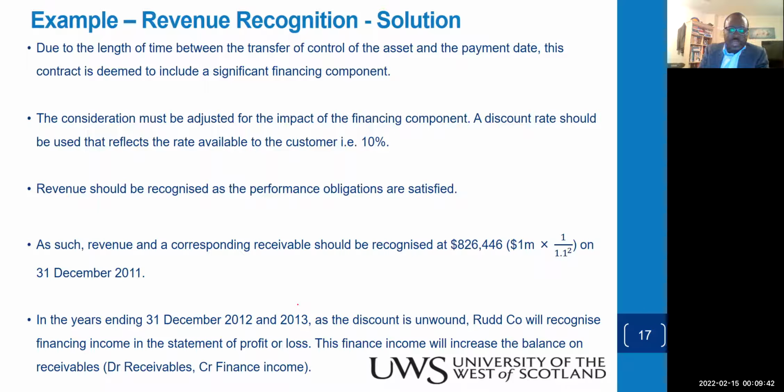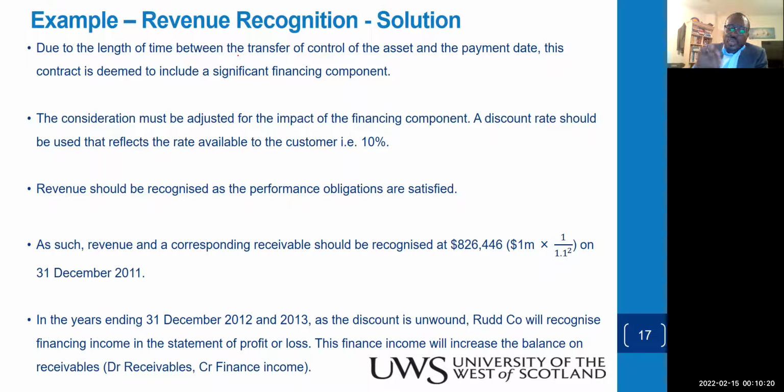Let's work and see. Due to the length of time between when the asset gets to this customer for him to control and use it, and the date when he decides to pay us, there's a significant financing component here. There's a big credit element there. The consideration should be adjusted to reflect this financing component. We use a discount rate which has been given, and the discount rate should reflect the available rate to the customer. What we are saying is that we are giving this guy a certain amount, and he's actually going to pay us interest.